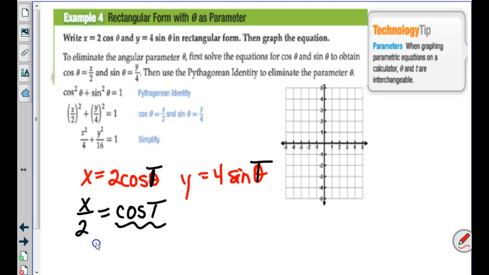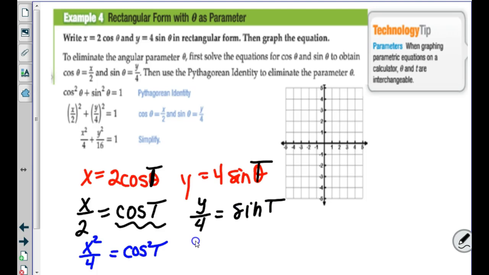All right. You ready for some magic? Square both sides of this. Square both sides of this. What would you have? X squared over 4 equals cosine squared of t. Just a minute. Over here, we want to isolate the function. So we'd have what? Y over 4 equals sine, and then square both sides again. Y squared over 16 equals, okay.